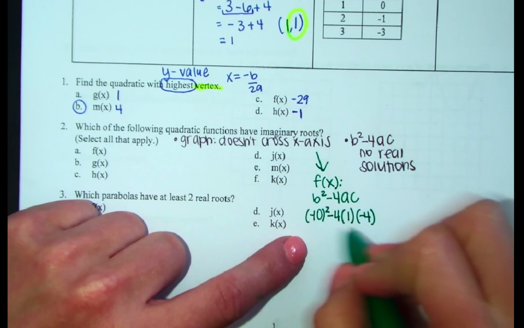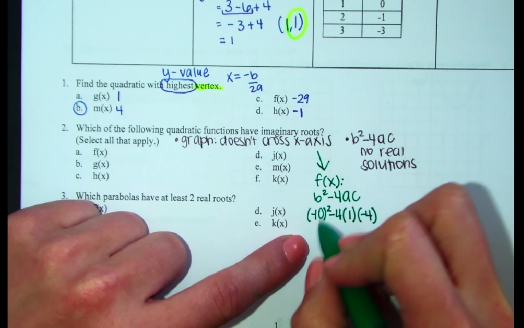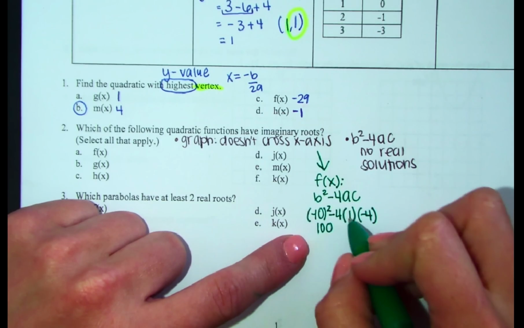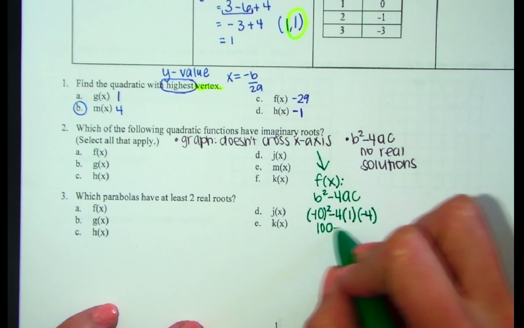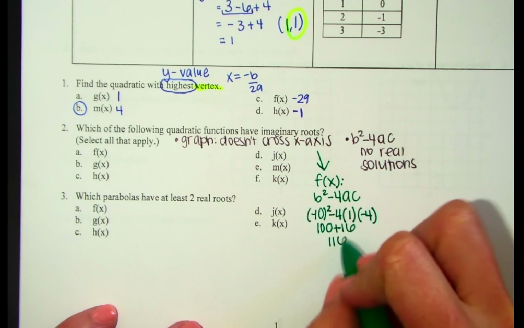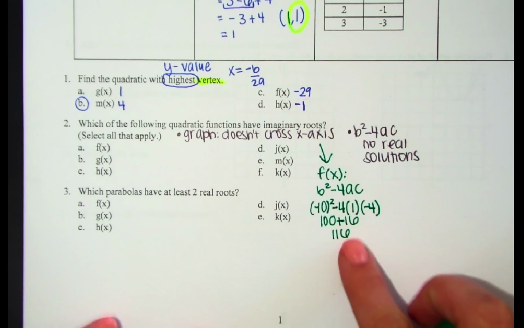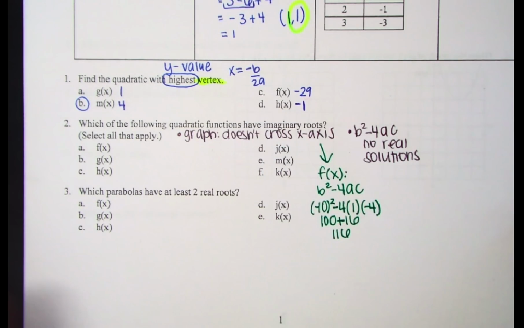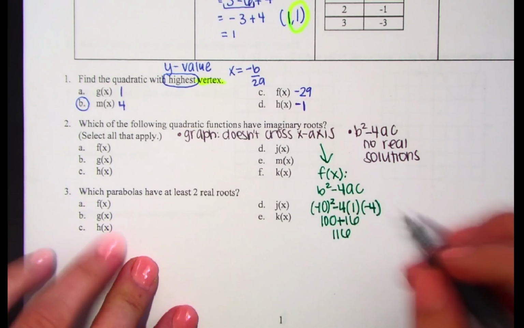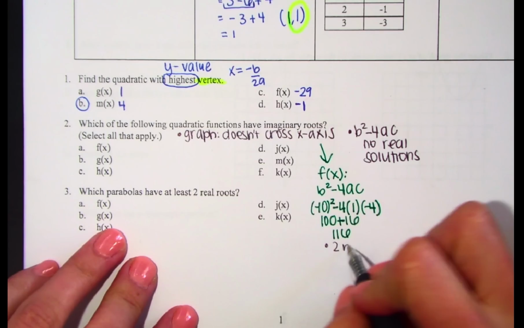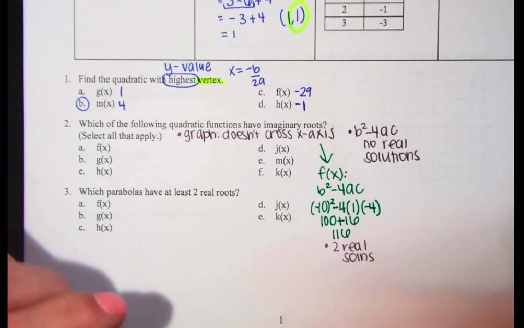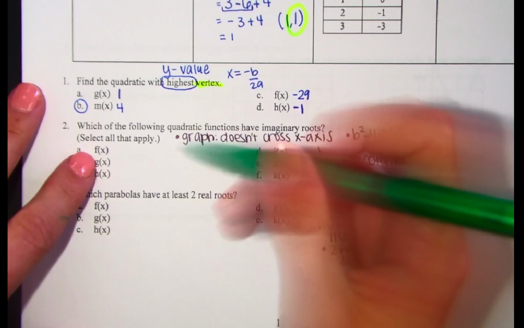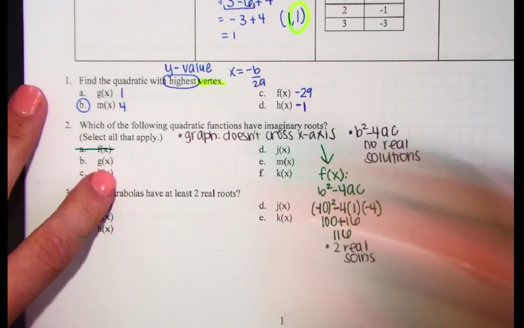So b squared is going to be negative 10 squared minus 4 times a times c. And then I'm going to simplify this. Negative 10 squared is 100. Negative 4 times 1 is negative 4. Negative 4 times negative 4 is positive 16. So I get 116 for my discriminant. So since this is a positive number, then I know this means I have two real solutions. If you have real solutions, you don't have imaginary solutions. So I'm going to cross this one out.